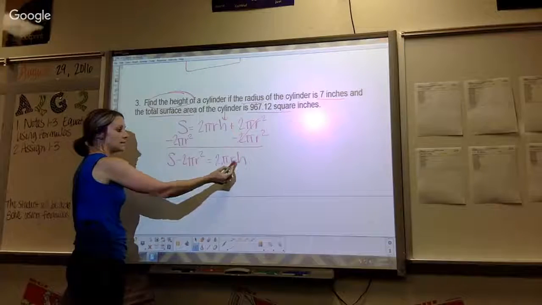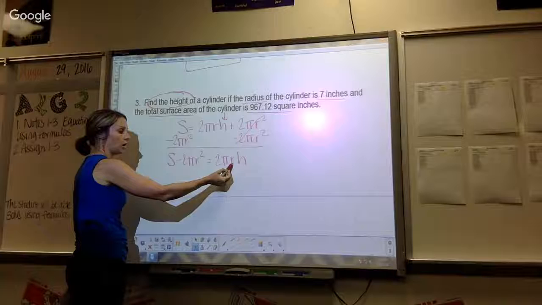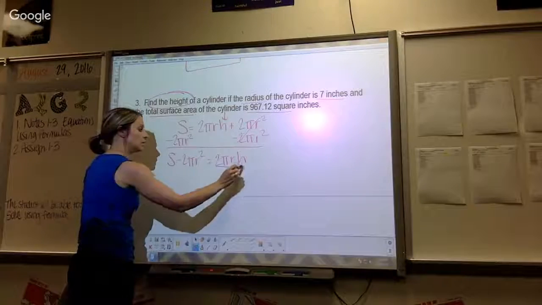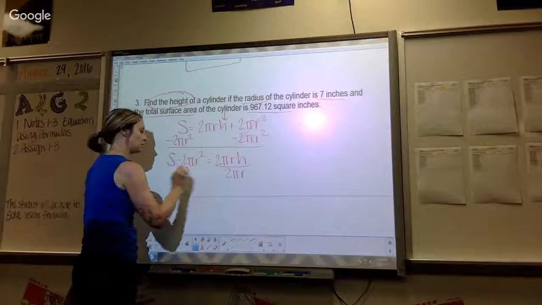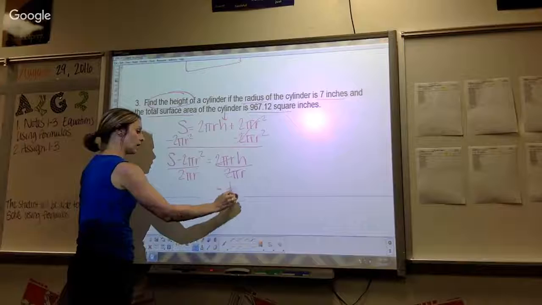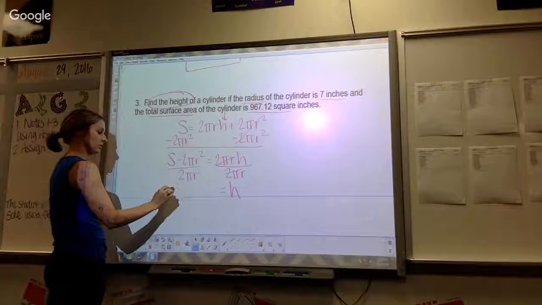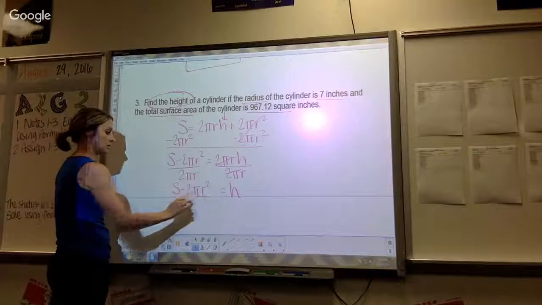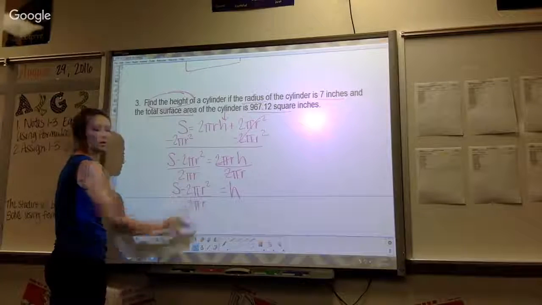To get h by itself, we need to get rid of 2 pi r, and you're multiplying all that together. So the opposite would be to divide. So we divide by 2 pi r. So you have h equals s minus 2 pi r squared divided by 2 pi r.